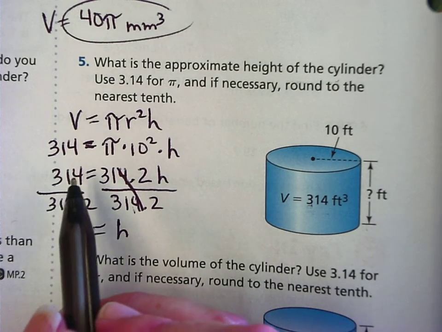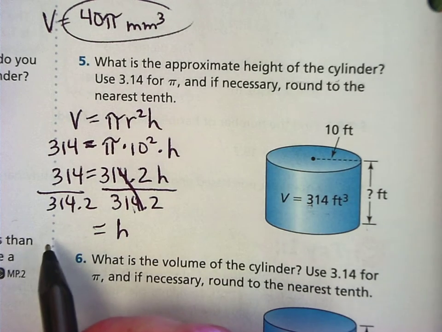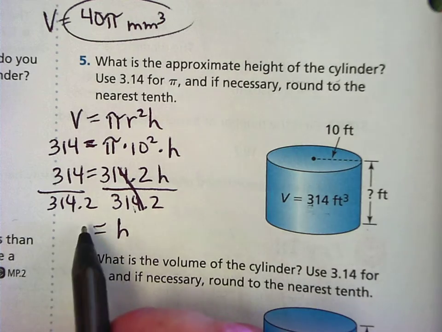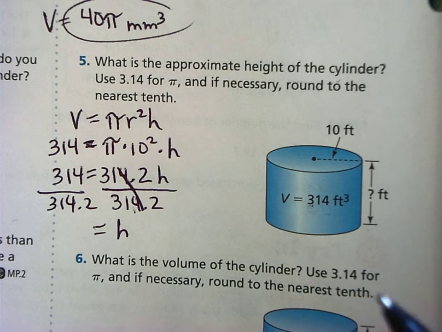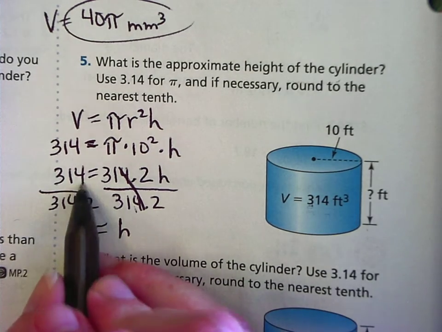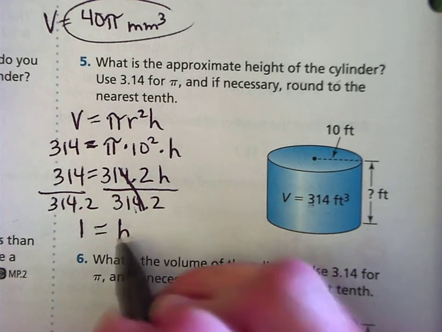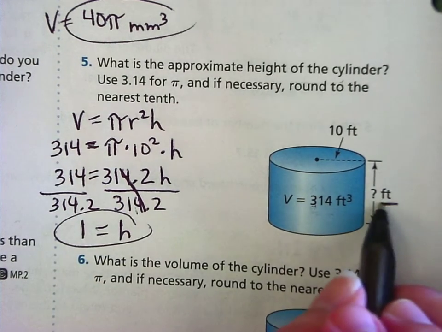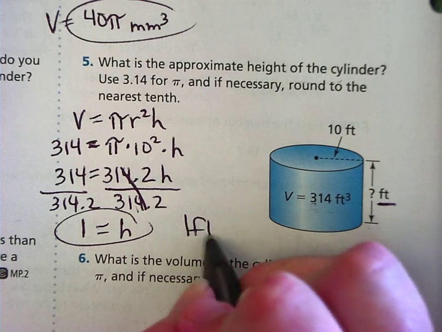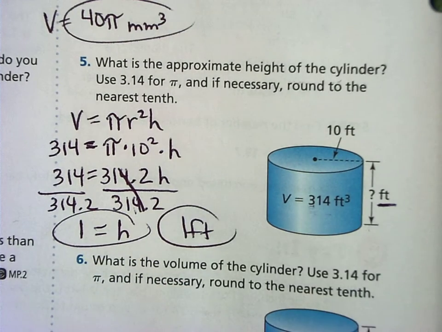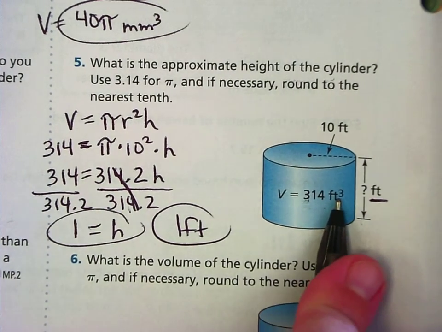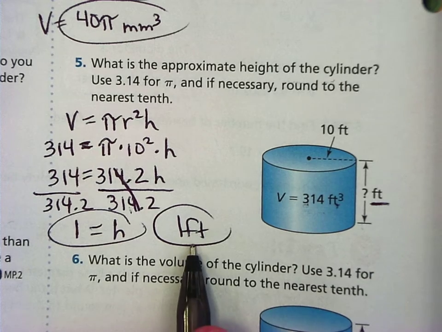Now, if you plug this into your calculator, you're going to get 0.99 something, but you have to round to the 10th place. So it's basically 1. Isn't 314 divided by 314.2 going to be about 1? So your height is 1 foot. 1 foot is your height. Again, only volume is in cubic feet. Height is just how tall it is, 1 foot.